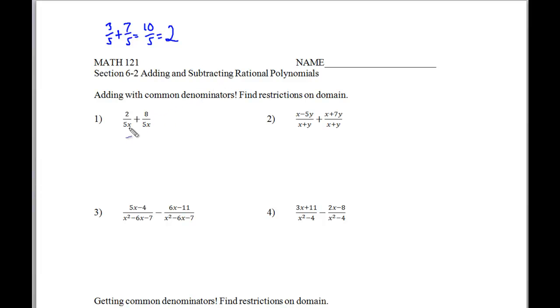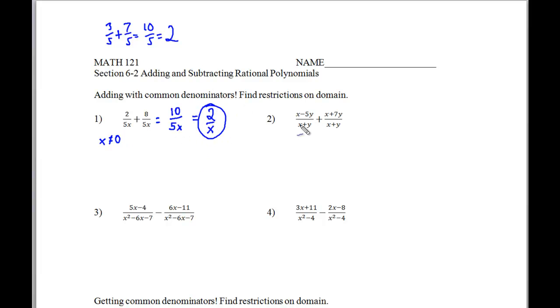Now, the restrictions on the domain: you have to check your denominators. Like I did in the first section, I can see that if I plug 0 in for my x, then I get a division by 0 error. So x, in this case, cannot be equal to 0. But let me just do the problem and add the two numbers together: 2 plus 8, that's 10, over my common denominator, 5x. And by simplifying this fraction, just like I did up here, this will be 2 over x. And there my answer is.